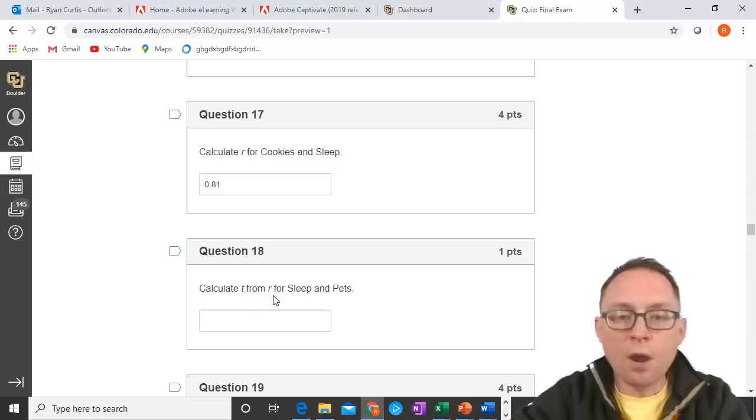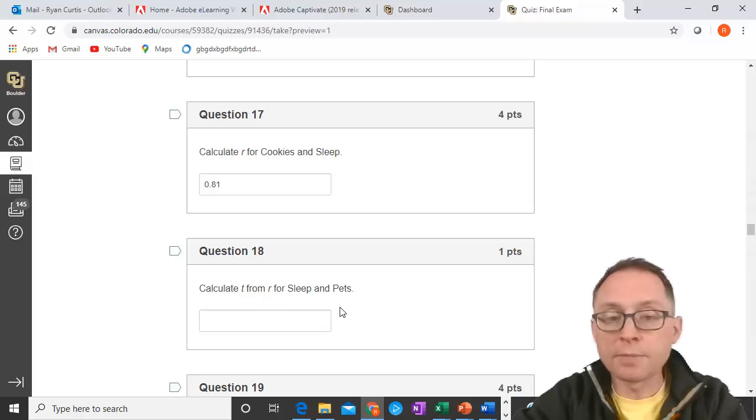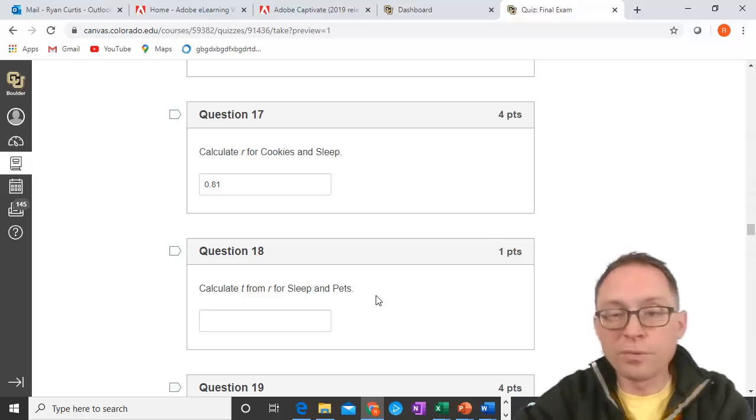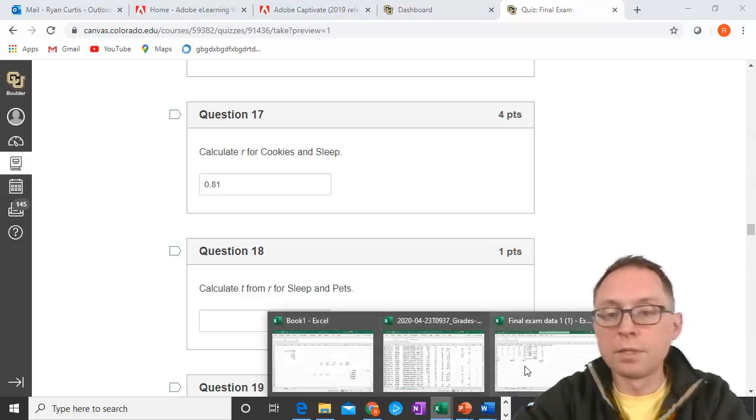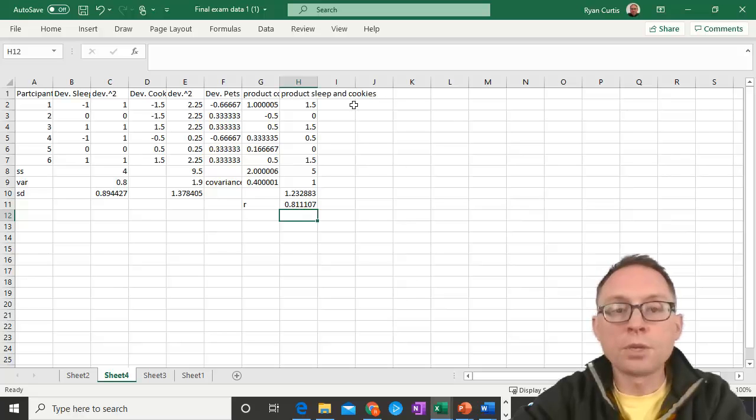Calculate T from R for sleep and pets. All right, for sleep and pets, we need to calculate everything that we did before. So we need to get the standard deviation for sleep, the standard deviation for pets, and then get the covariance of sleep and pets, get the R, and then go through the T. So this is going to take a few extra steps. So let's go ahead and do this.